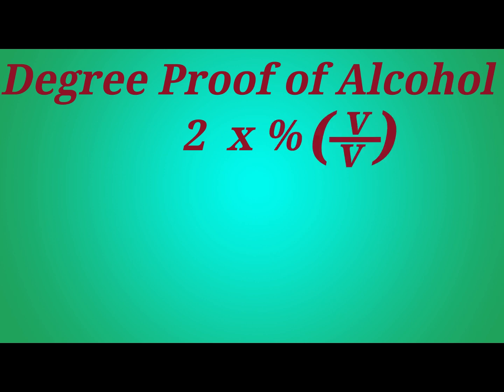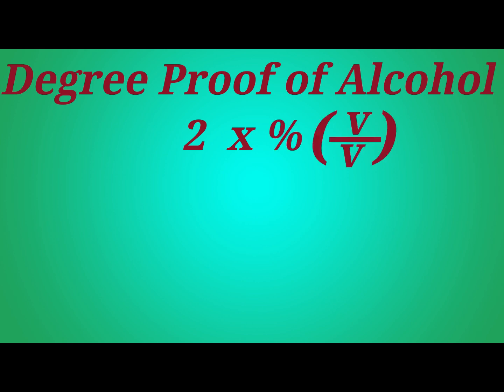In alcohol, the degree proof is usually the one used to express the concentration of alcohol. To find the degree proof, we just need to multiply the percent by volume by 2. We will use 2 times percent by volume.